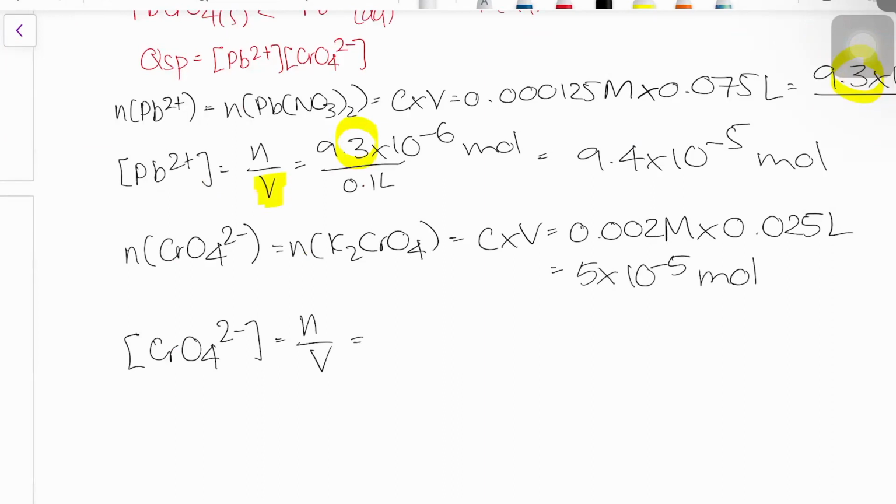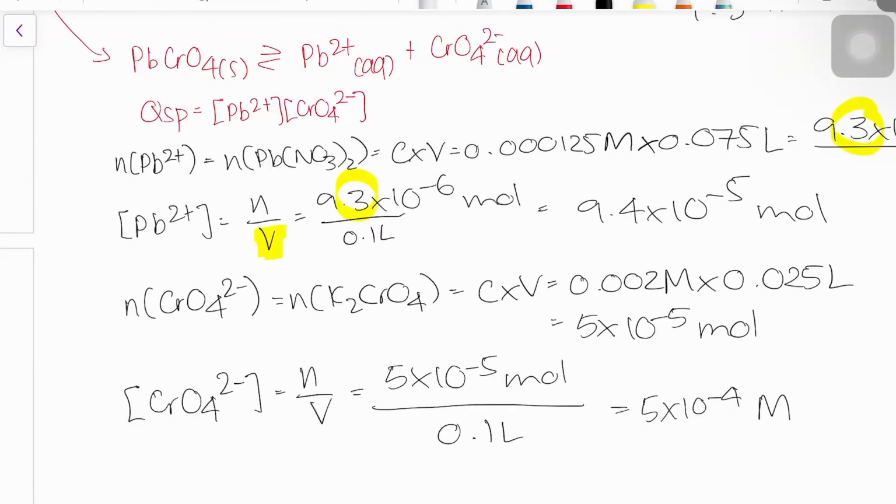And then I pop this over here to get my final concentration, because remember, I'm looking for the concentration after I've mixed them together. 5 times 10 to the minus 5 moles. So I need to add my two original volumes together to get my final volume. What's my final concentration of chromate? 5 times 10 to the minus 4. I've now calculated my concentrations. What do I need to do now?